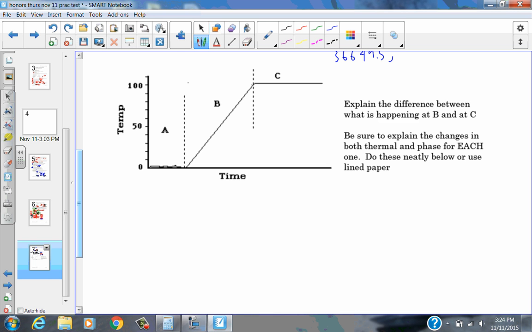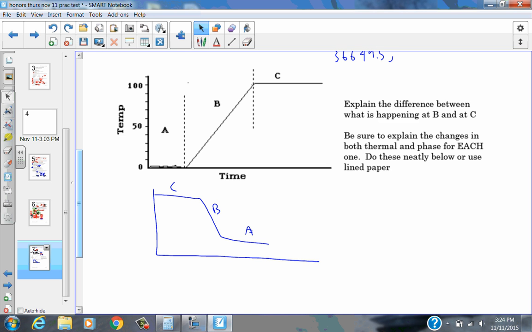Because let's think this through. What might the test be? The test could have been something like this. C, B, A. And I could do the same thing, but we're going to have to change that sort of thing around. This time when we discuss, we'll talk about less phase energy at C and less thermal energy at B. So consider whether it's a heating or cooling if over time the temperature goes down or temperature goes up. That's it for the practice test. Good luck.